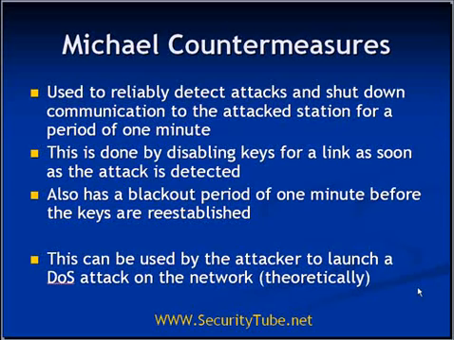Now, Michael countermeasures are used to reliably detect the attack and shut down the communication to the attacked stations for a period of 1 minute. This is generally done by disabling the current keys, and the link is shut down for a minute. After this 1 minute the rekeying is done, and after rekeying the old session keys will not be used again, so if the attacker has to relaunch the attack, he has to take the same effort as he took earlier for these new session keys. Again, there is one small caveat here.